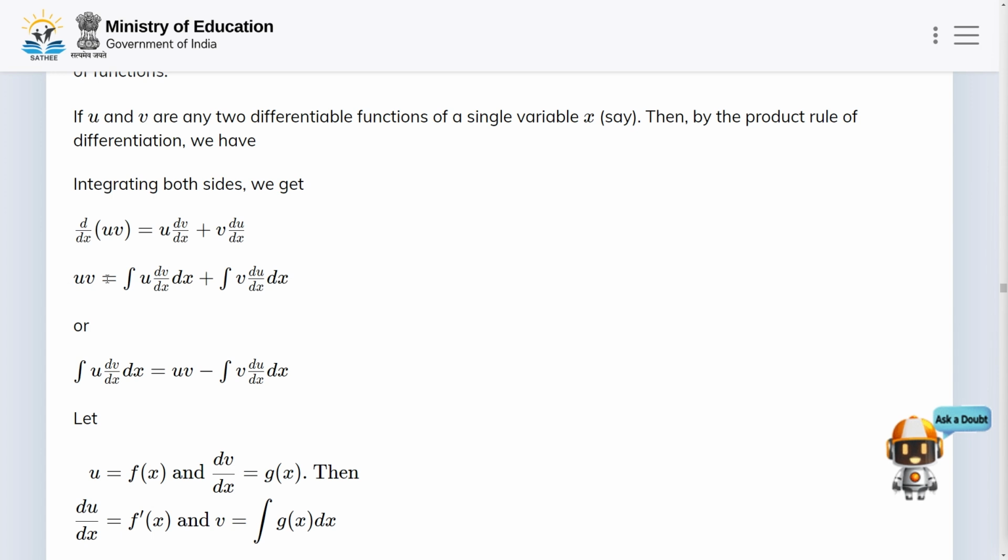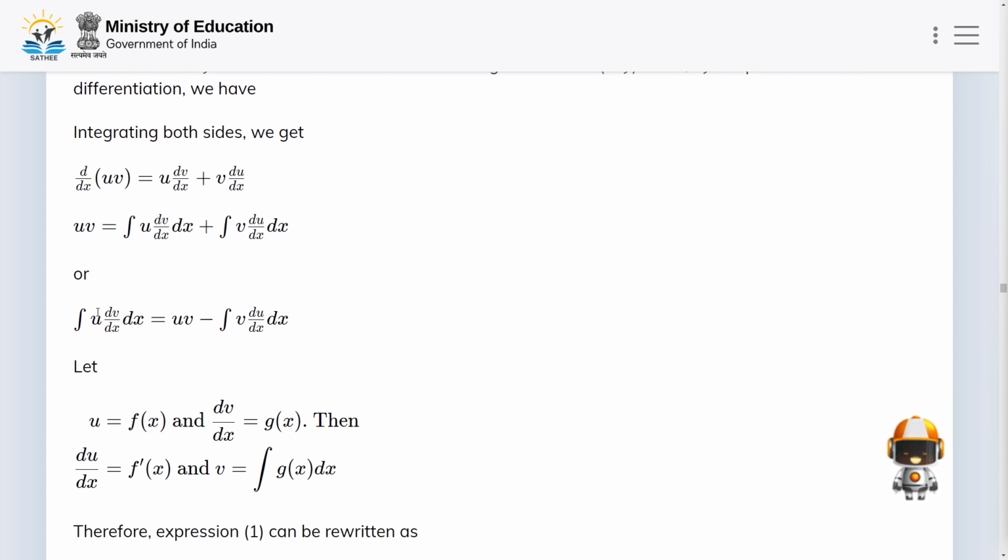Then what we are doing is applying integration to both sides. Then you get uv is equal to the integration of u times dv by dx plus the integration of v times du by dx. This can be rewritten as: the integration of u times dv by dx is equal to u times v minus the integration of v times du by dx, with respect to x.